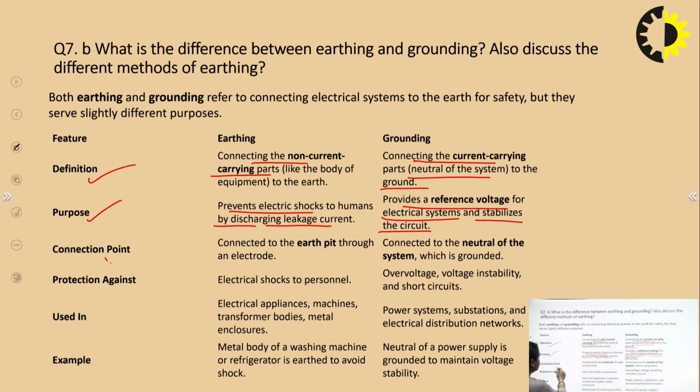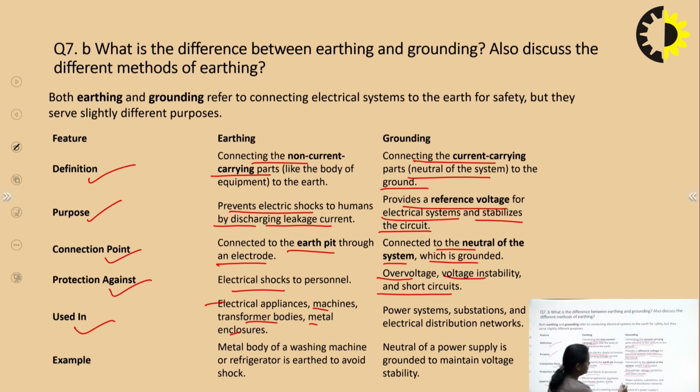Now the connection point, they are connected to the earth pit through the electrodes, right? They are connected to the neutral of the system, which is grounded. Then protection against electrical shock to personnel, and this is protection against over voltage, instability and short circuits. Then they are used in electrical appliances, machines, transformer bodies, metal enclosures.